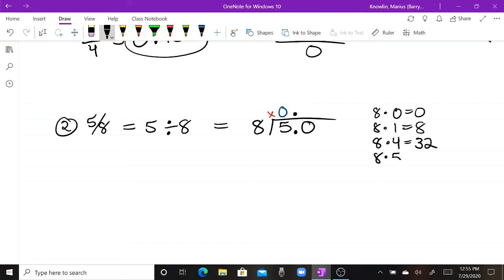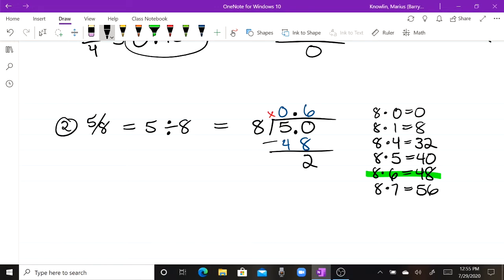8 times 5 is 40. 8 times 6 is 48. 8 times 7 is 56. 56 is too big, so we want to use 8 times 6. 8 times 6 is 48. Now we're going to do 50 minus 48, which is 2. We place the 2 there.